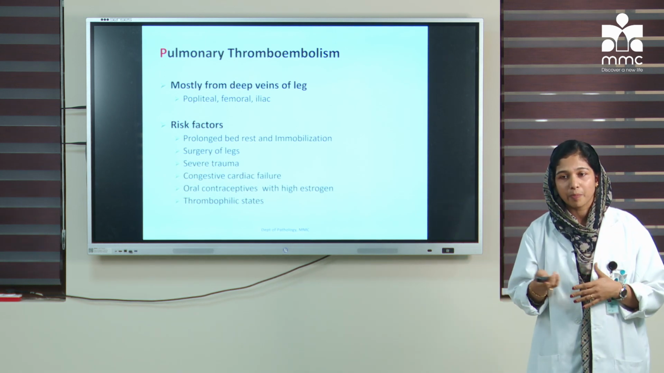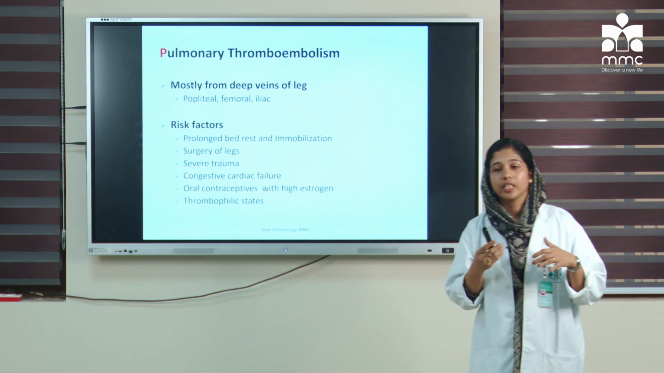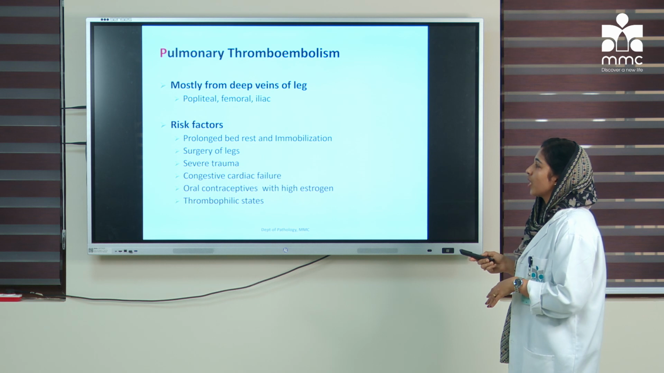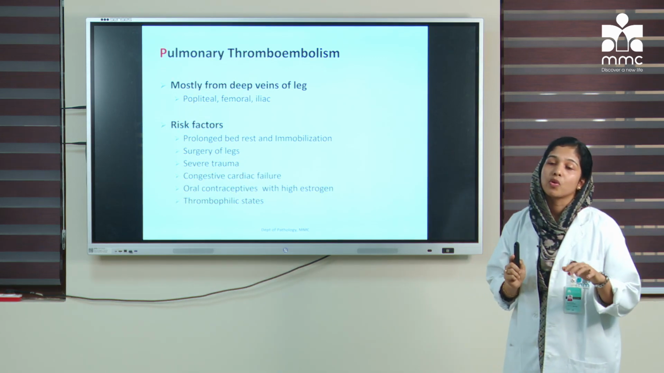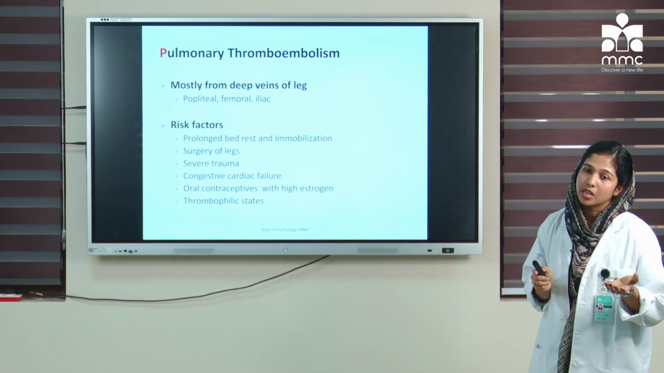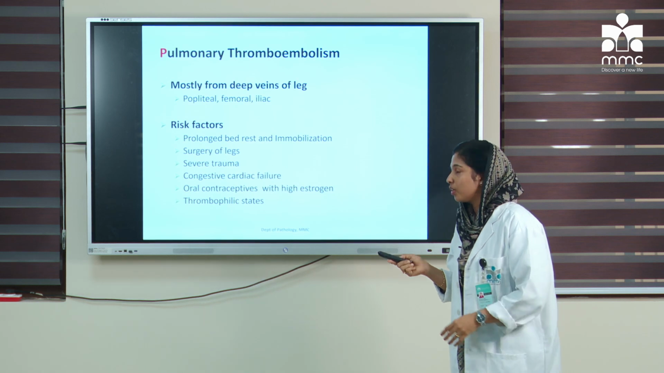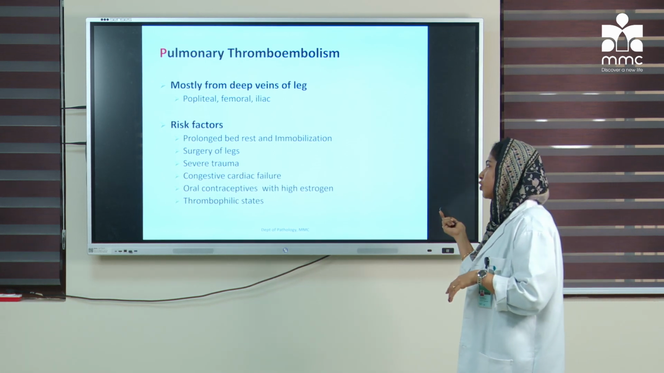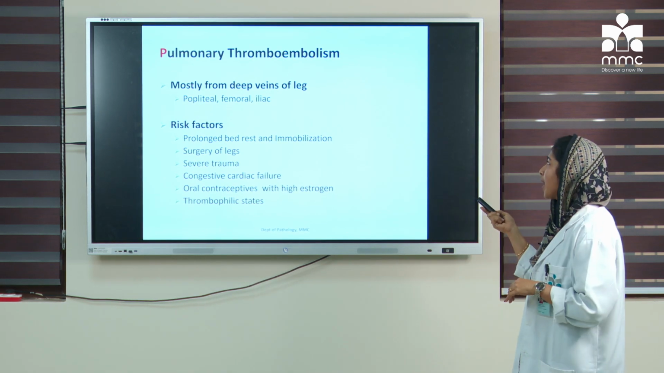So, who all are at risk of developing pulmonary thromboembolism? In the previous class, that is thrombosis, we have already learned the different hypercoagulable states, which can be genetic or acquired. Among the acquired risk factors of hypercoagulability, these are the major risk factors. Those who are having prolonged bed rest or immobilization are at risk of developing pulmonary thromboembolism, and surgery of the legs is one of the risk factors, and severe trauma, congestive cardiac failure, oral contraceptives. Some drugs can also cause thromboembolism. Such drugs include oral contraceptives with high estrogen and other thrombophilic states. Okay, so these are the different risk factors for developing pulmonary thromboembolism.